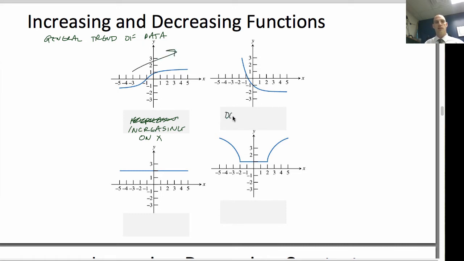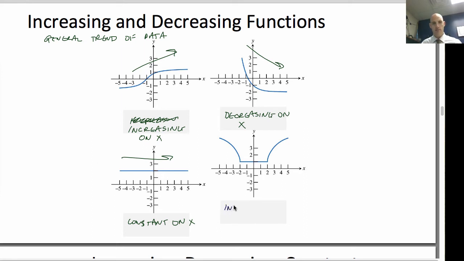This one is decreasing on x. It's going down and to the right. This one is a straight line across. There's no life to this data. This is constant on x. Okay, so it's going straight to the right. This last one is a little bit tricky because notice, down, across, up. So the general trend is three different things.